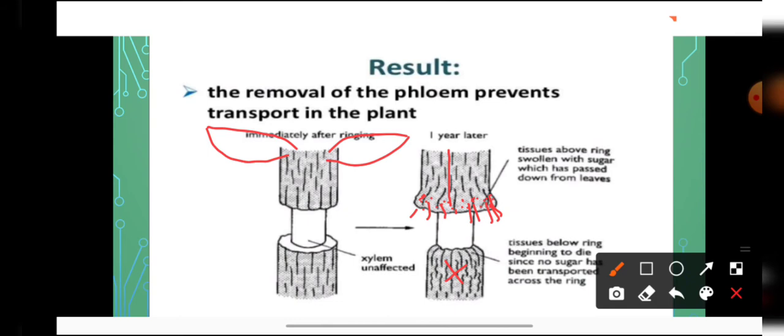So this experiment, the ringing or girdling experiment, confirms that it is the phloem through which the translocation is taking place. Students, you can even perform this experiment at your home to prove that it is the phloem through which translocation takes place.